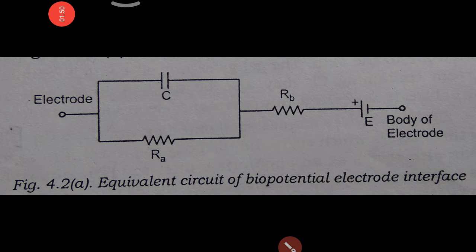Next, this is your equivalent circuit of the biopotential electrode interface, and the double layer of charge at the interface serves as a capacitor. The equivalent circuit of the biopotential electrode in contact with the body comprises a voltage in series with a resistance-capacitance network. A DC voltage on account of the difference in electrode potential is known as the electrode offset voltage. This is an equivalent circuit of the biopotential electrode interface.